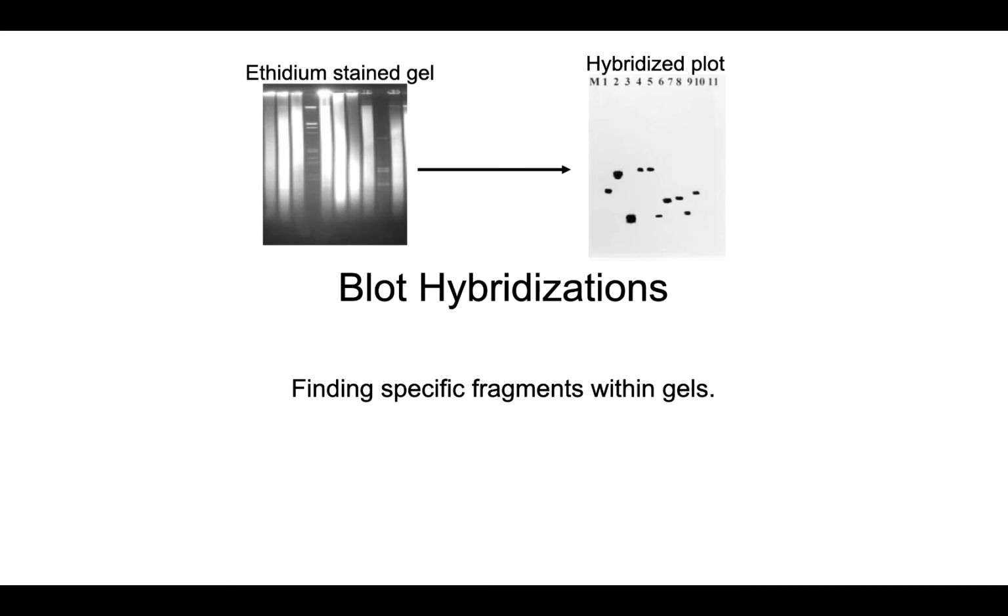Okay, so let's talk about blots. We've mentioned this word a few times. What is it? Well, a blot is a nitrocellulose or nylon membrane that you place over a gel, and all that DNA or all that RNA is then transferred from the gel onto that nylon membrane, and that nylon membrane we then call a blot.